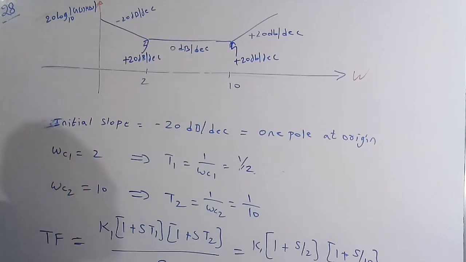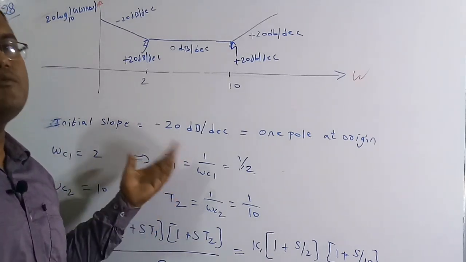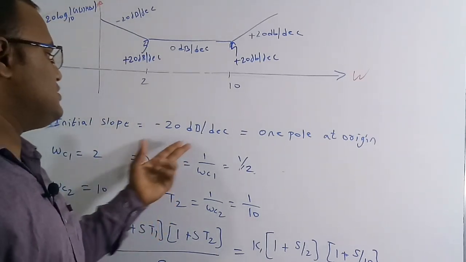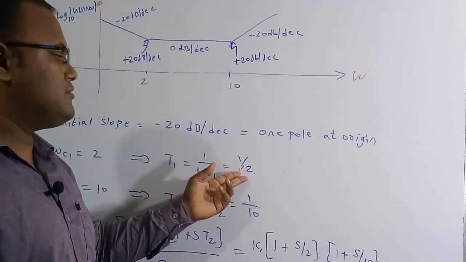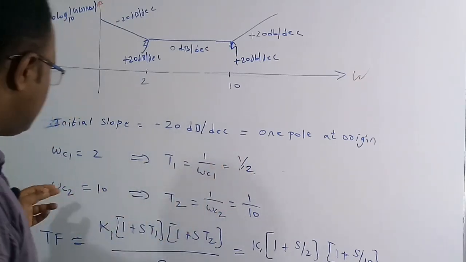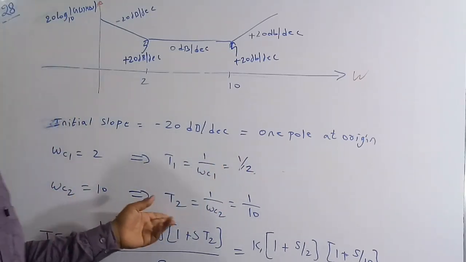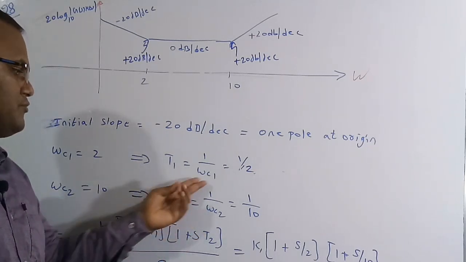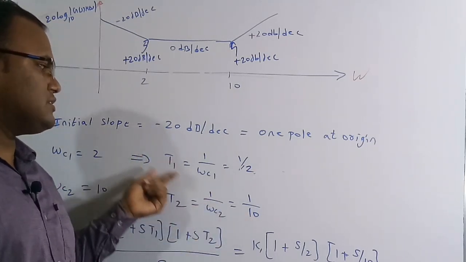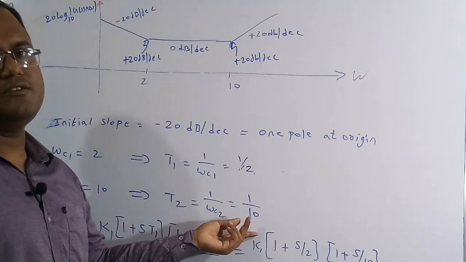I want to find what the time constant is. Time constant is the inverse of its corner frequency, which is 1 by omega c1, where omega c1 is 2, so therefore 1 by 2. And similarly omega c2 is 10, so the time constant is the inverse of that omega, therefore 1 by 10. So one time constant is 1 by 2 and another time constant is 1 by 10.